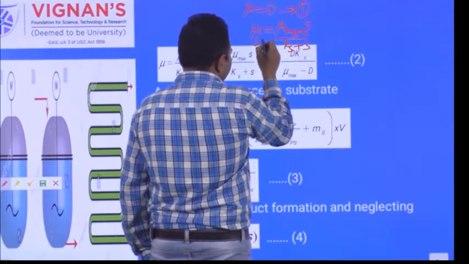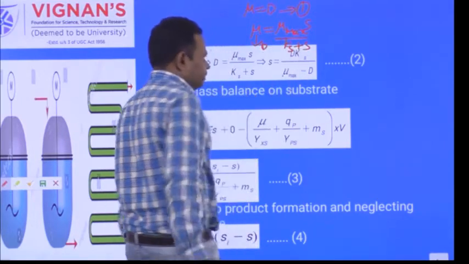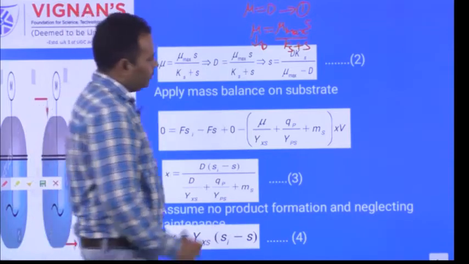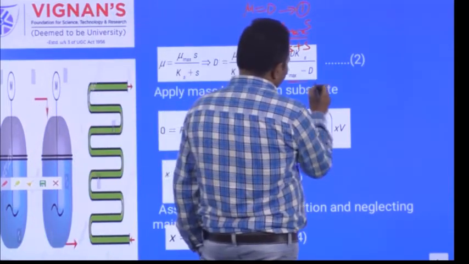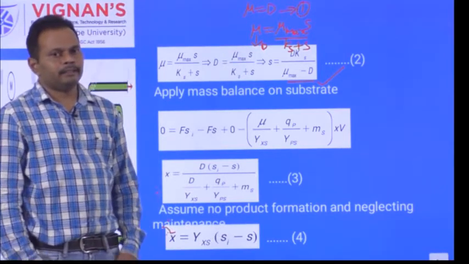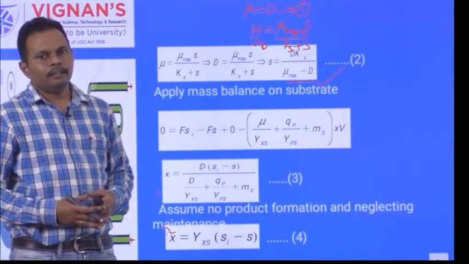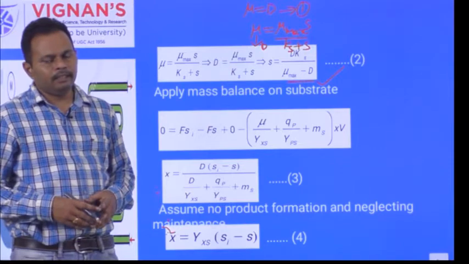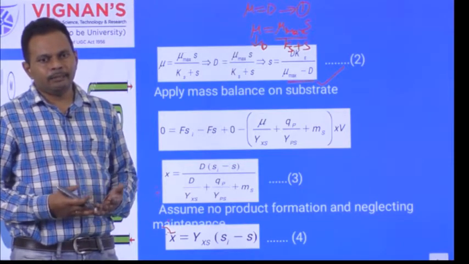In place of the mu, substitute the d and do the cross multiplication, find out the s value. That s gives S is equal to dKs by mu max minus d. This is S, the substrate concentration within the continuous fermenter, that is the chemostat.